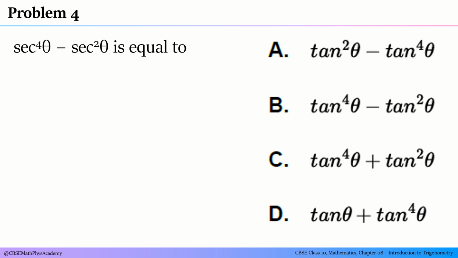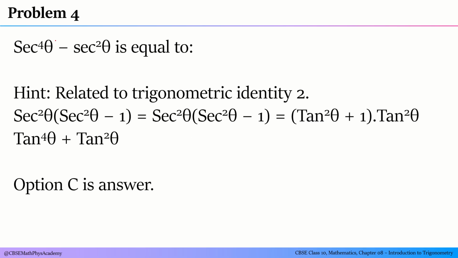Then going to the fourth problem: secant power 4 theta minus secant square theta is equal to, and four options are there. Note that all four options are in tan. Identity 2 is the one which relates secant and tan in its equation, that is, 1 plus tan square theta is equal to secant square theta. So somehow you have to relate this to one of these options. What I'm going to do is take the secant square outside, and multiply by secant square theta minus 1.